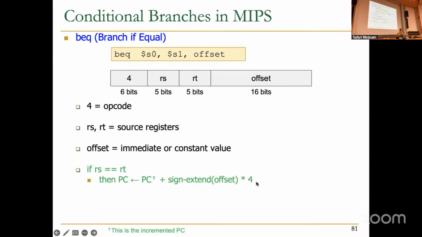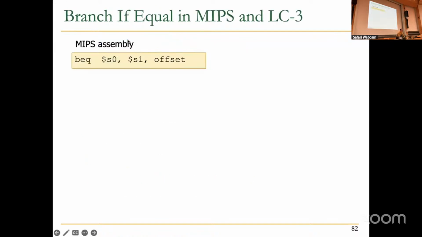That's left shifted because of byte addressability. Otherwise, you don't take the branch. It's called branch if equal, essentially. You test two registers. And there are other variations of this: branch if not equal, branch less than or equal to 0, branch greater than equal to 0, etc. But branch equal is useful for implementing branches.